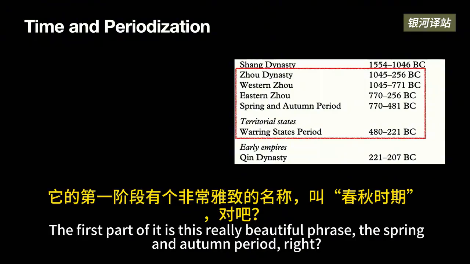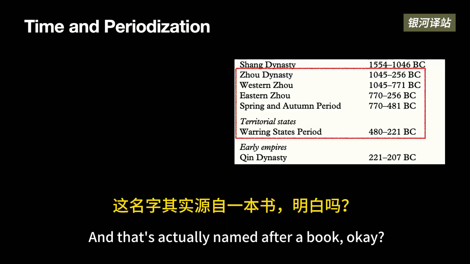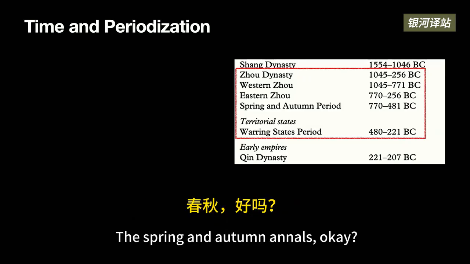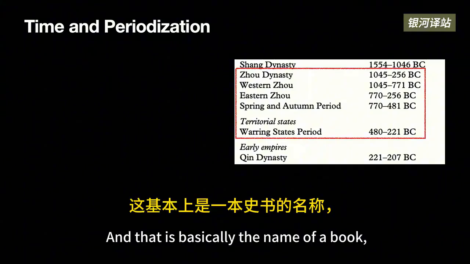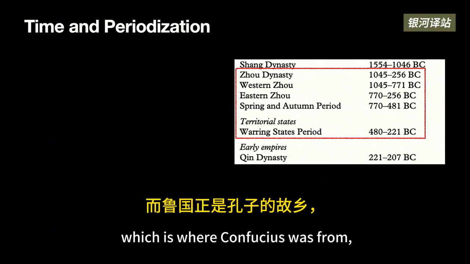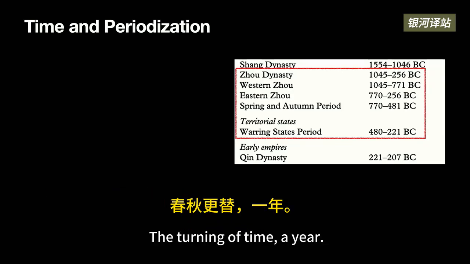The first part of it is this really beautiful phrase, the Spring and Autumn period. And that's actually named after a book. It's one of the Confucian classics, the Spring and Autumn Annals. That is the name of a book of the history of the state of Lu, which is where Confucius was from. Now, spring and autumn in Chinese is another way of saying a year, the turning of time, a year.